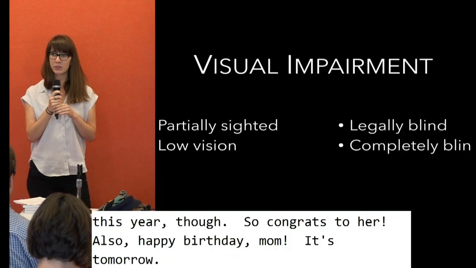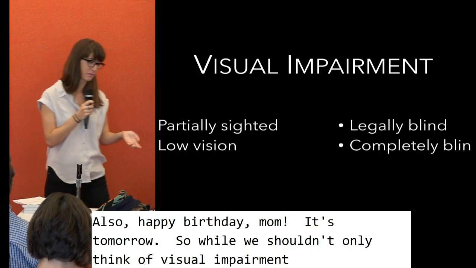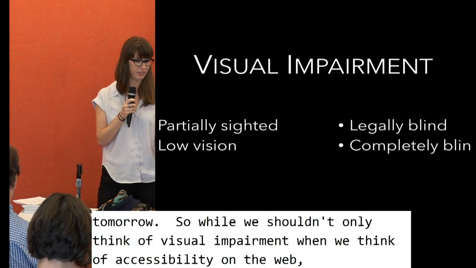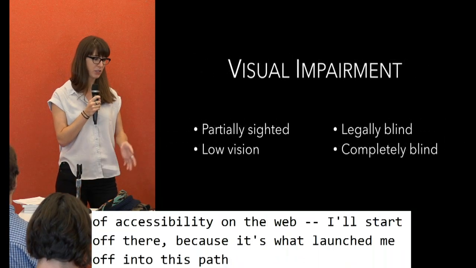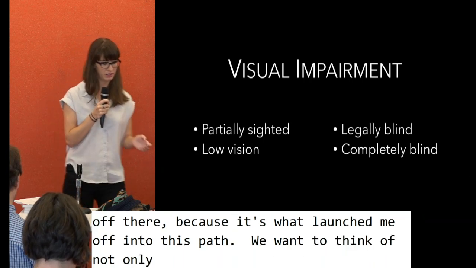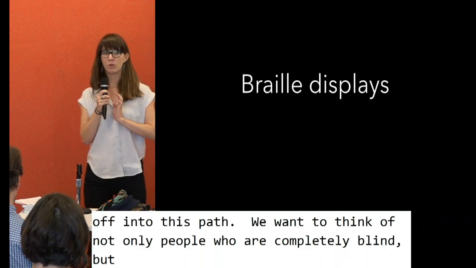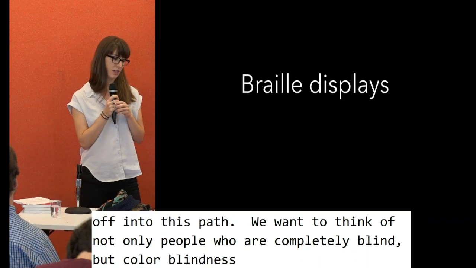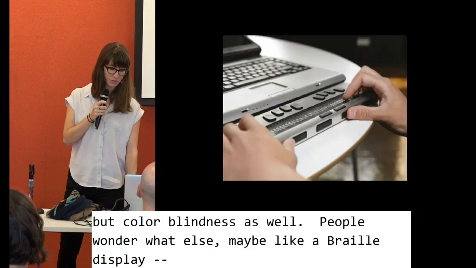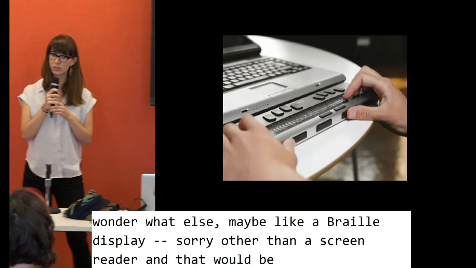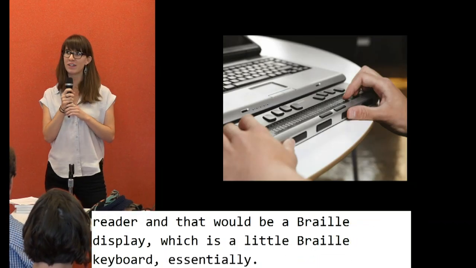We shouldn't only think of visual impairment when we think of accessibility on the web. I'll start there because it's what launched me onto this path. We want to think of people who are not only completely blind, but partially sighted, who have low vision, and who are colorblind as well. A lot of people wonder what else you use other than a screen reader, and that would be a braille display, which is essentially a little braille keyboard. Actually, that's maybe not a good description of it.